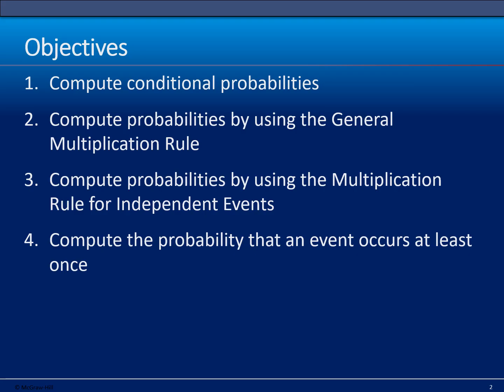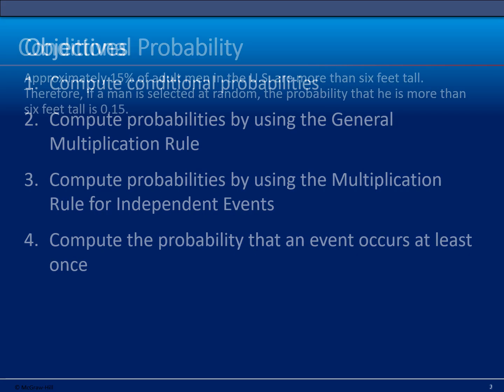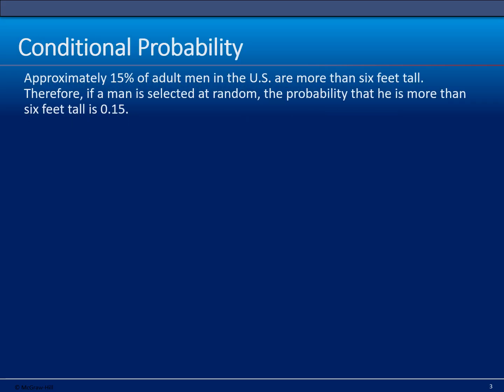We are going to compute conditional probabilities, compute probabilities by using the general multiplication rule, compute probabilities by using the multiplication rule for independent events, and compute the probability that an event occurs at least once. Let's first look at conditional probability using an example.